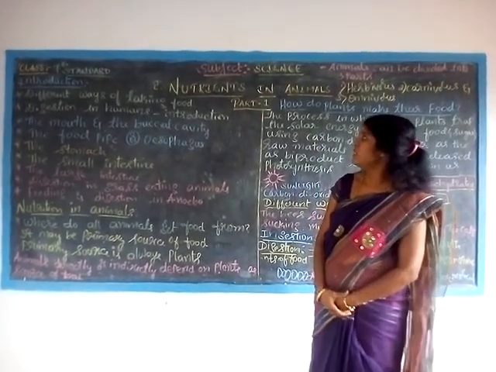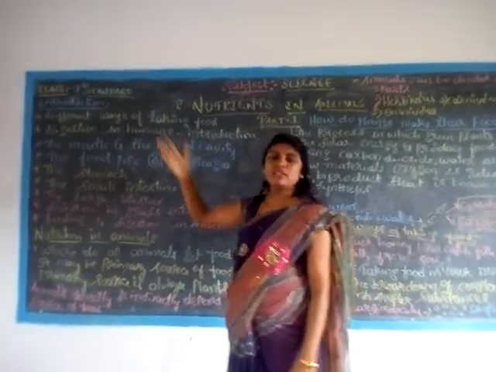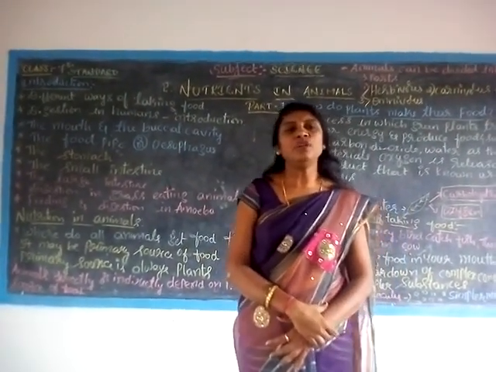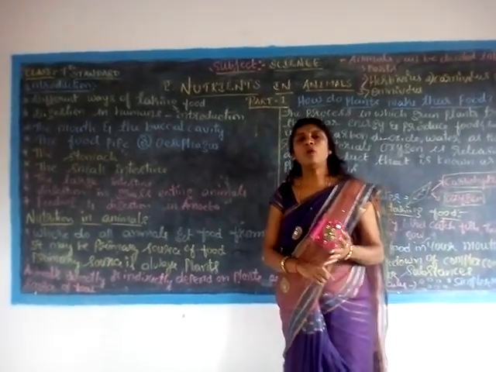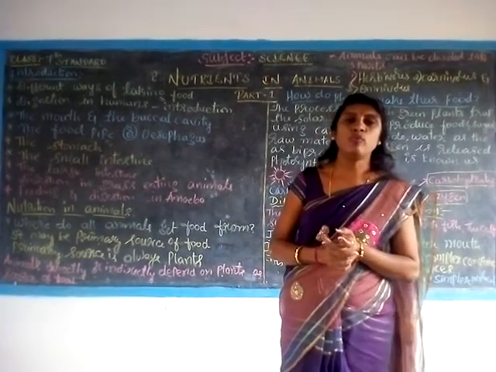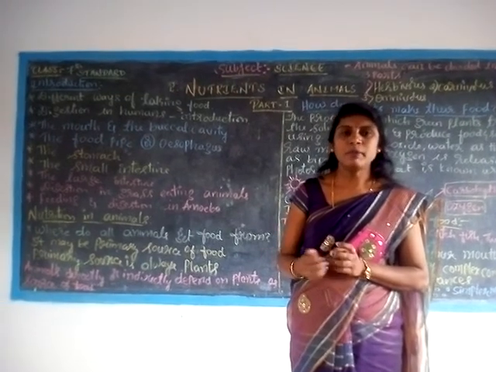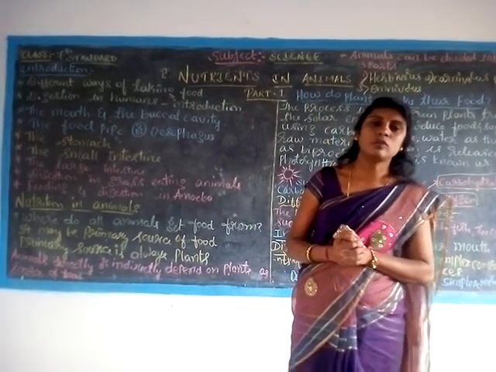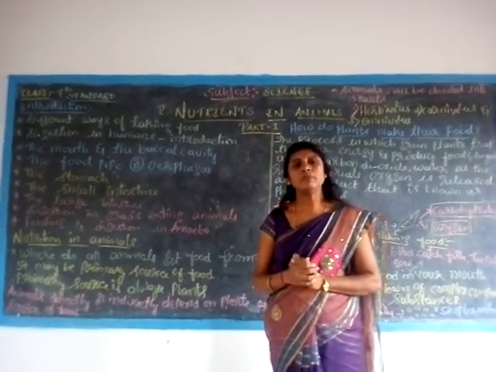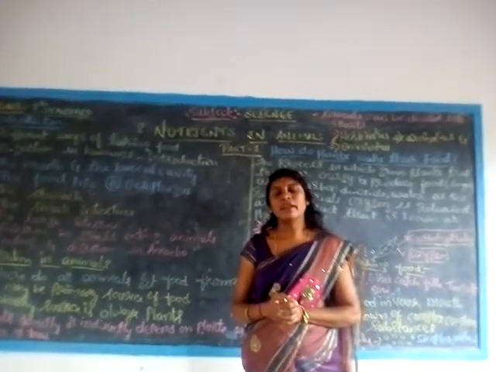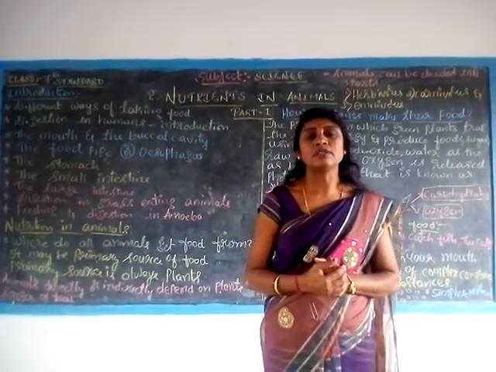Hi, everybody. In the previous class for 7th standard students, I did the first chapter, nutrition in plants. In that you learned how the plants prepare their own food, by taking sunlight, water, and minerals. So they are called autotrophs. You learned this in the previous videos. And you also learned in that class how animals depend on plants directly or indirectly for food.